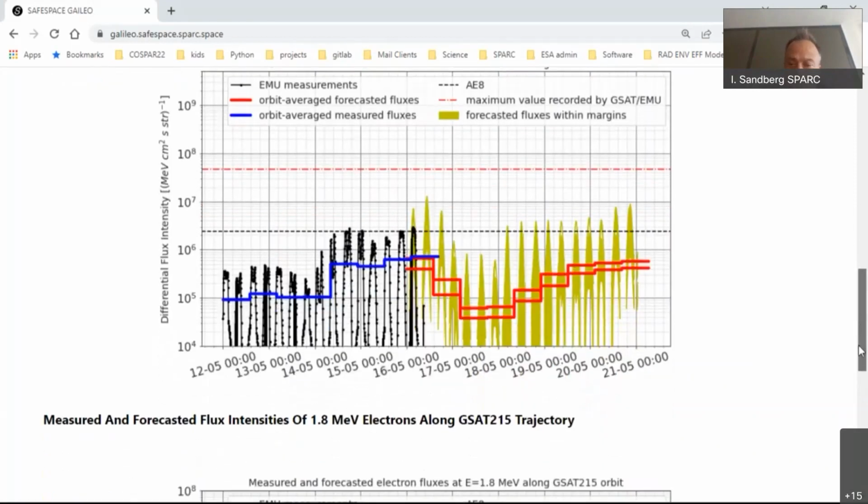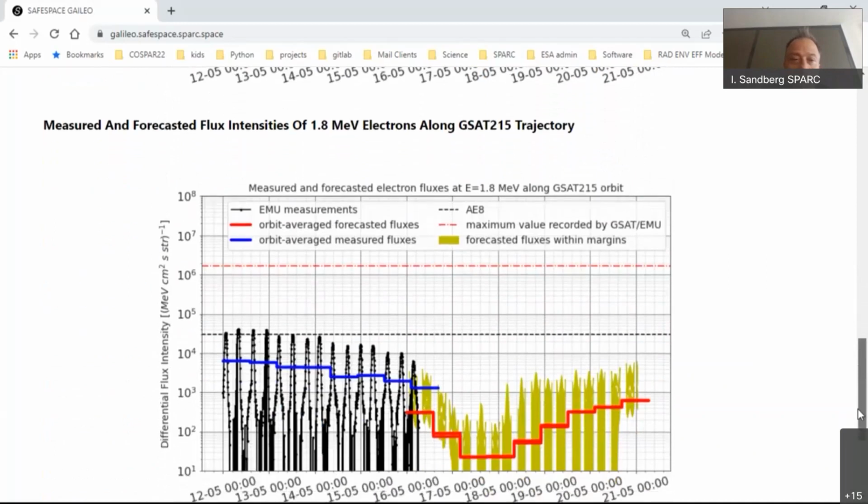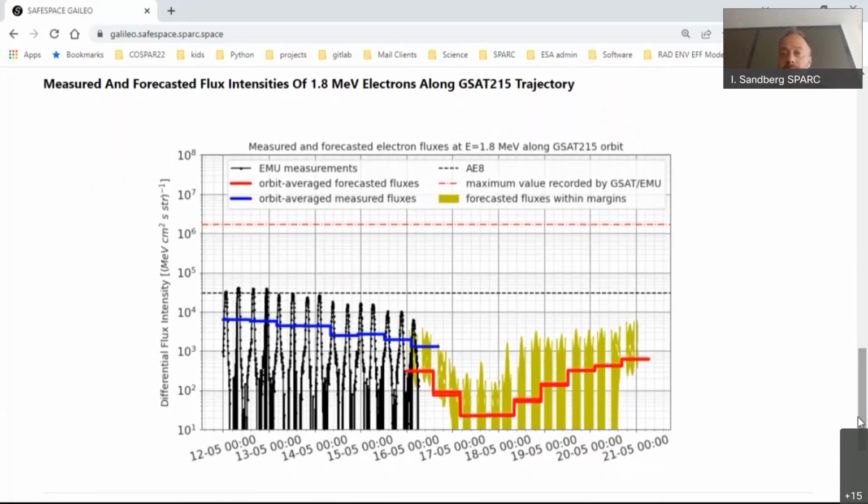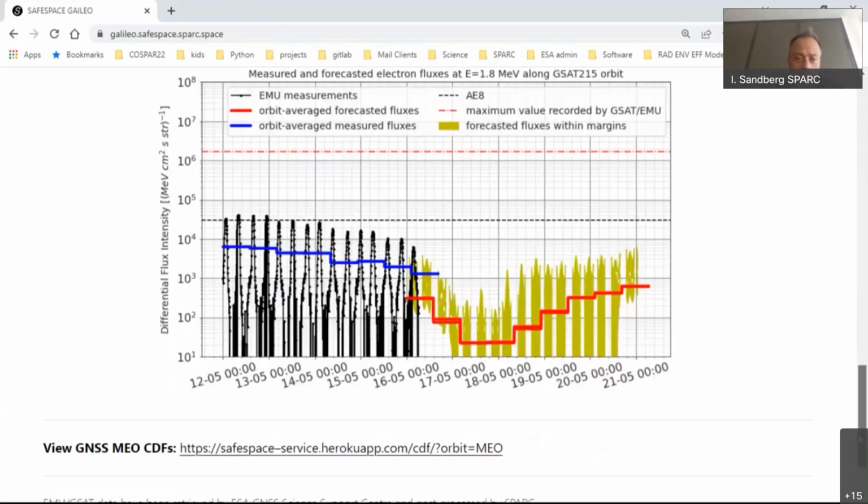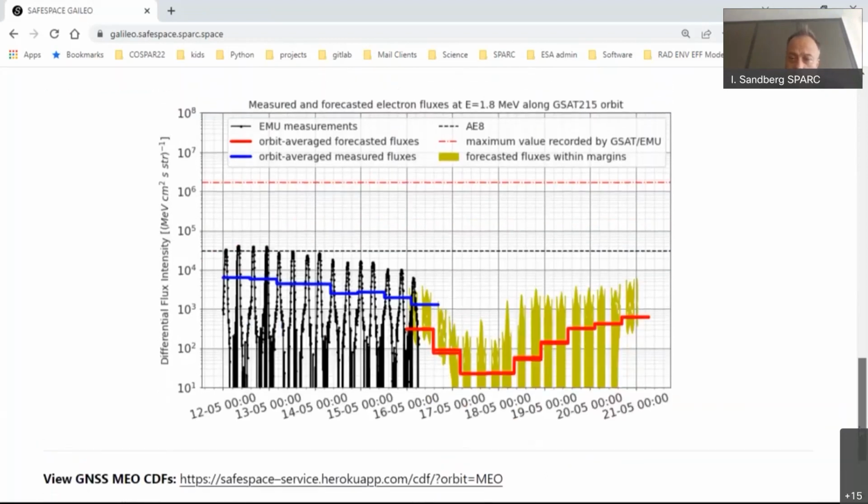A similar discussion can also be made for the second energy channel that we have selected to provide results, the 1 MeV energy channel of the EMU monitor. Again, you can see with black lines the latest available measured fluxes by the EMU, and with the yellow ones, the forecasts from the SafeSpace activity, where more details were presented before. So this is for me.